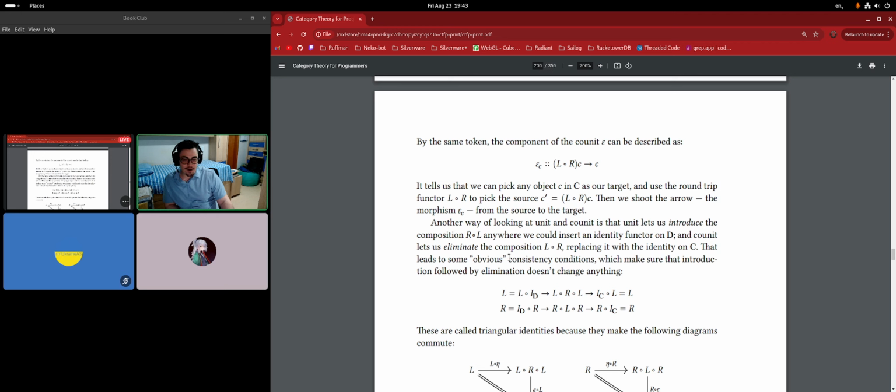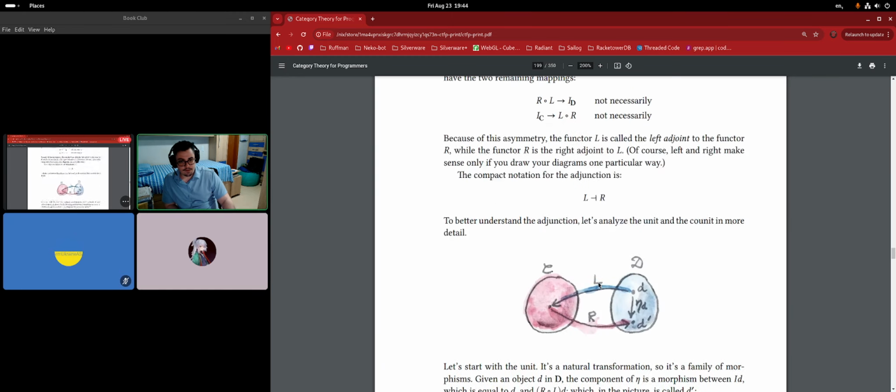Okay, that leads to some obvious consistency conditions which make sure that the introduction followed by elimination doesn't change anything. So what are we saying with this? We are basically doing equational reasoning again. So if you have L composed after L after identity of D, and you replace D with the definition of eta, you're going to get this. And then if you replace this with this, which is the identity of C after L, you're going to get L again.